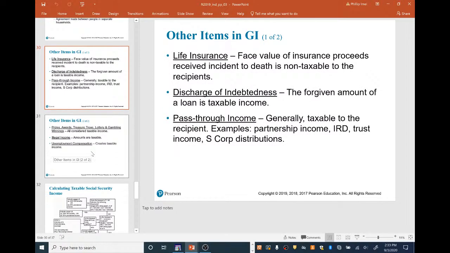Okay, other items in gross income. Let's talk a little bit about life insurance. The face amount of life insurance proceeds received after death is not going to be taxable. Interest income from life insurance proceeds left with the insurance company is going to be included in gross income. And proceeds collected by the insured prior to death, in other words, the endowment type policy, which exceed premiums paid, are going to be treated as income.